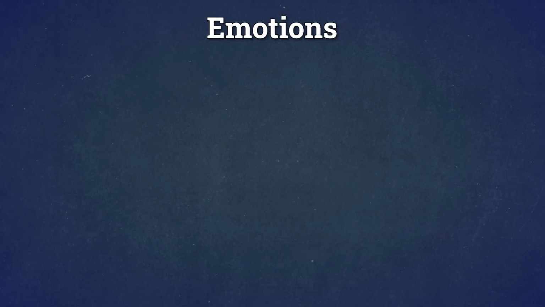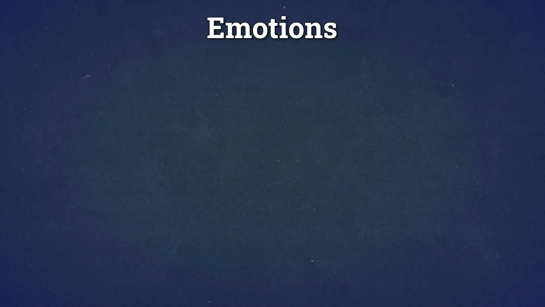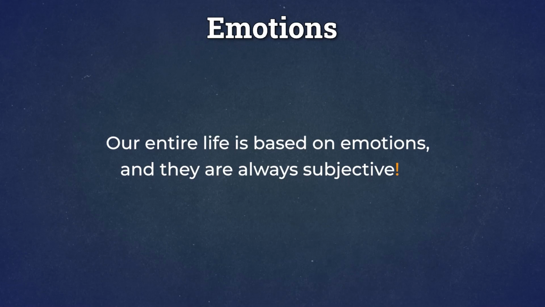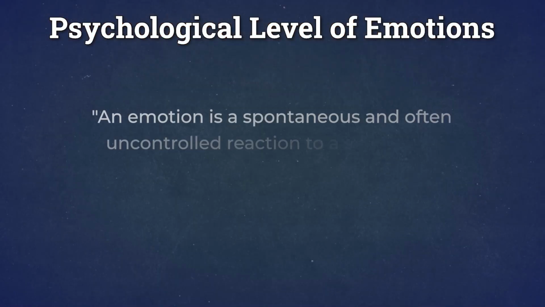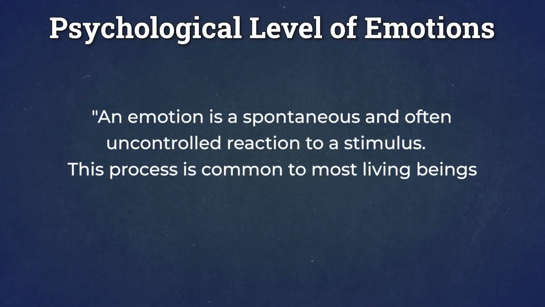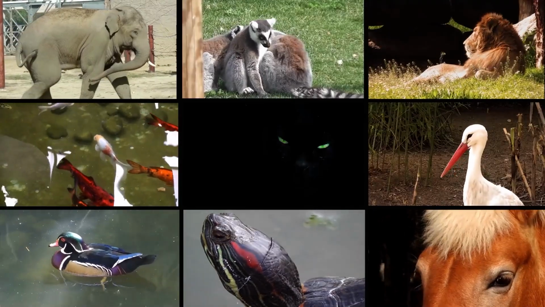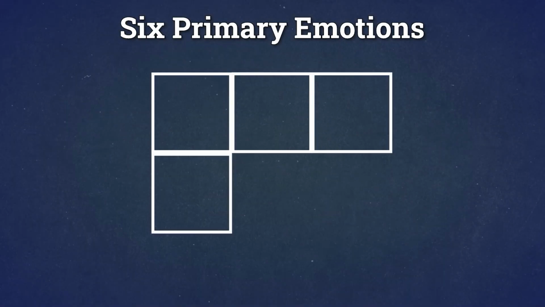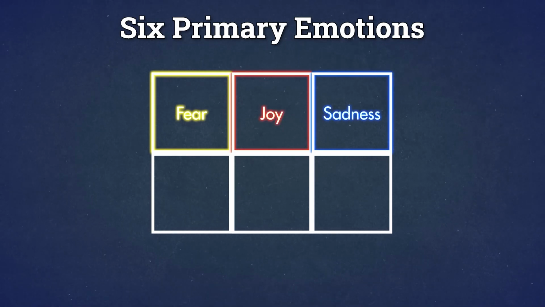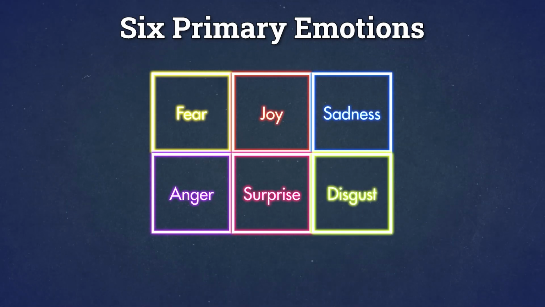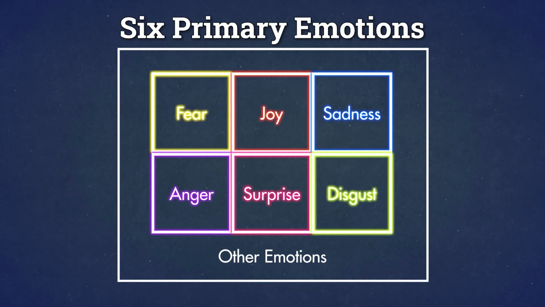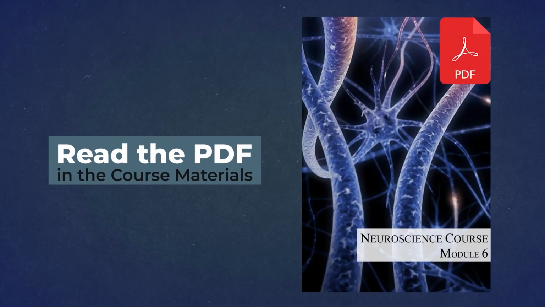While it is complex to define an emotion, there are two certainties. Our entire life is based on emotions, and they are always subjective. On a psychological level, an emotion is a spontaneous and often uncontrolled reaction to a stimulus. This process is common to most living beings. Even animals are subject to it. There are 6 primary emotions: fear, joy, sadness, anger, surprise, and disgust. Other emotions, such as jealousy or pity, called feelings, stem from those 6 emotions. You will find a table with more information in your PDF course material.